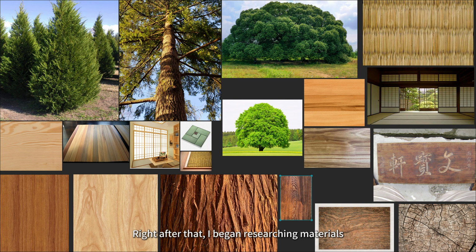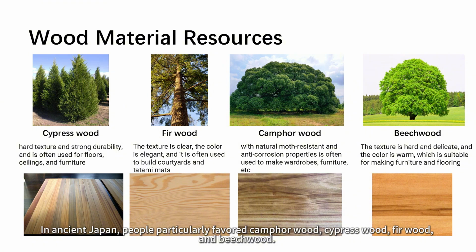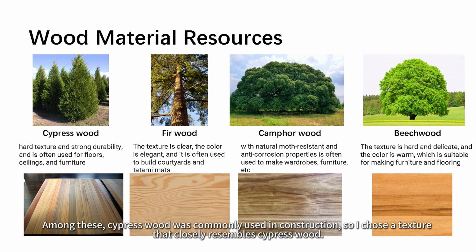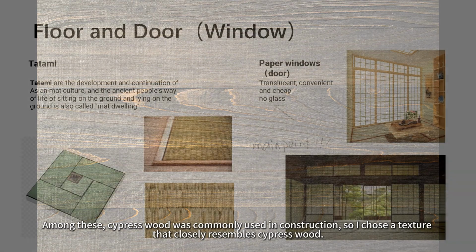Right after that, I began researching materials, and traditional Japanese architecture primarily featured wood and tatami, so I focused on the type of wood and tatami used. In Japan, people particularly favor camphor wood, cypress wood, fir wood, and beech wood. And among that, cypress wood was commonly used in construction. So I chose a texture that closely resembles cypress wood.